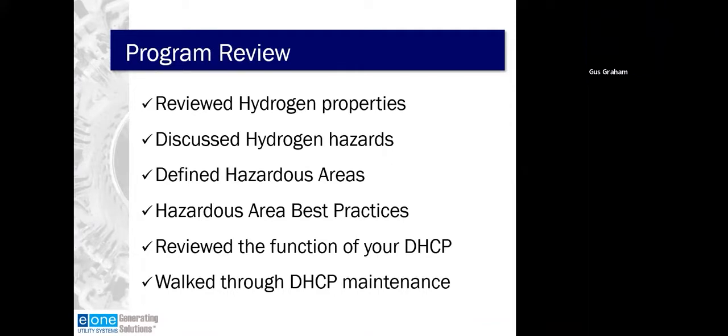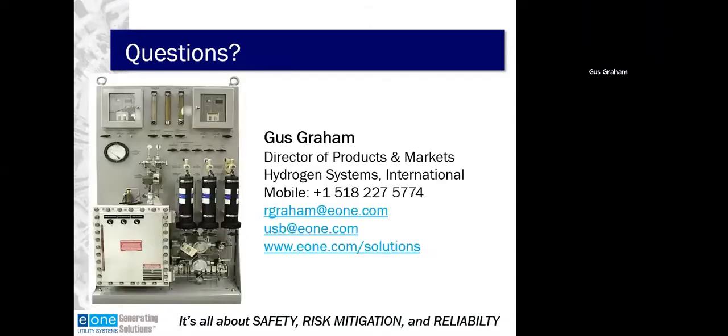So in review, we discussed hydrogen properties and the hazards when associated with working with hydrogen gas. We reviewed what a hazardous area was and the best practices for working in a hazardous area. We discussed the function of your DHCP and how it works, and we walked through the maintenance procedures associated with your DHCP. So at this time, I'll take any questions that you may have. And as always, it's all about safety, risk mitigation, and reliability.